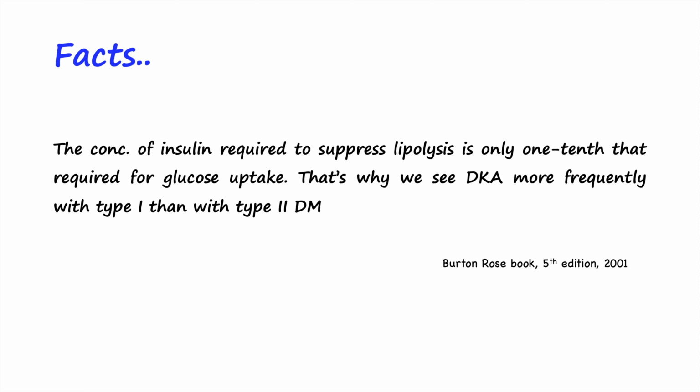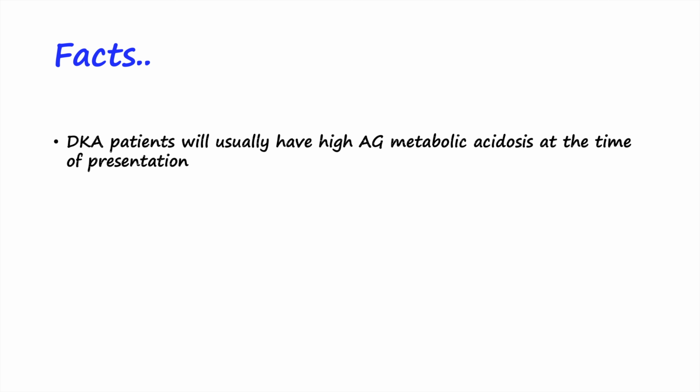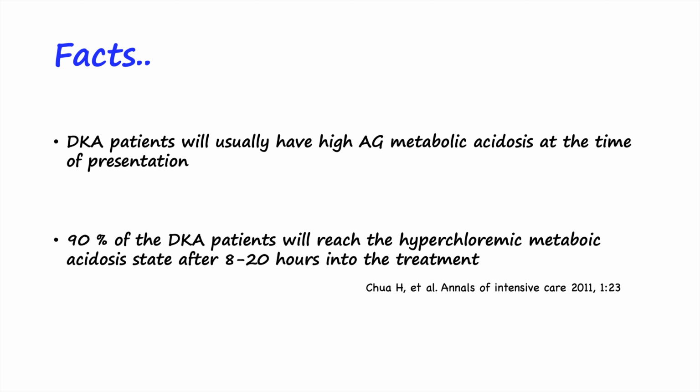The concentration of insulin required to suppress the lipolysis is only 1/10 that required for glucose uptake. That's why we see DKA more frequently with type 1 than with type 2. DKA patients will usually have high anion gap metabolic acidosis at the time of presentation. 90% of the DKA patients will reach the hyperchloremic metabolic acidosis after 8 to 20 hours into the treatment.